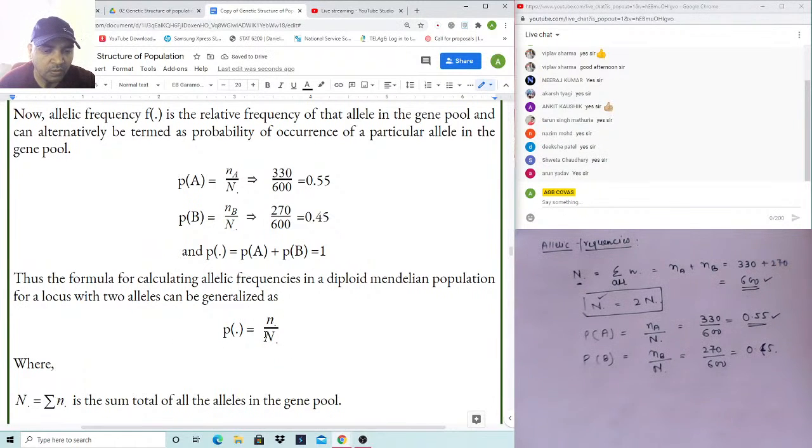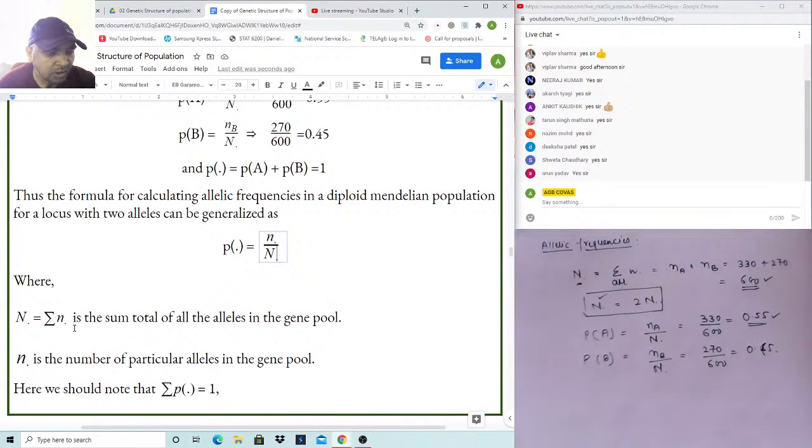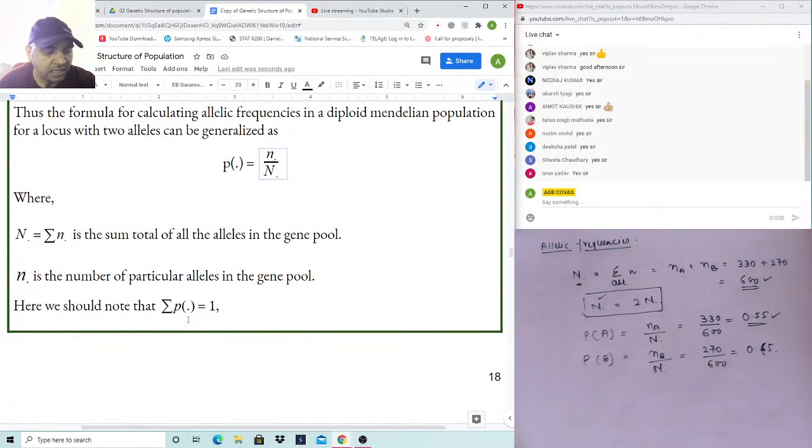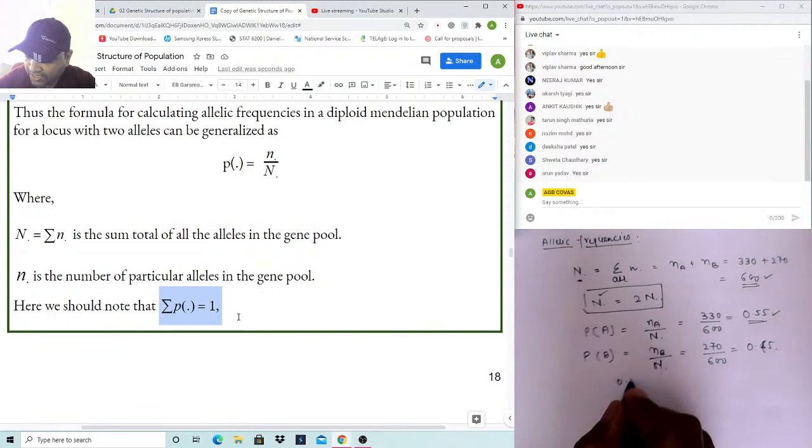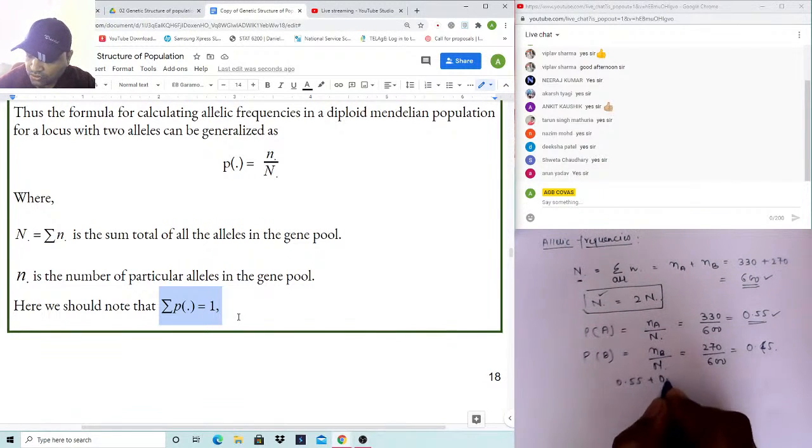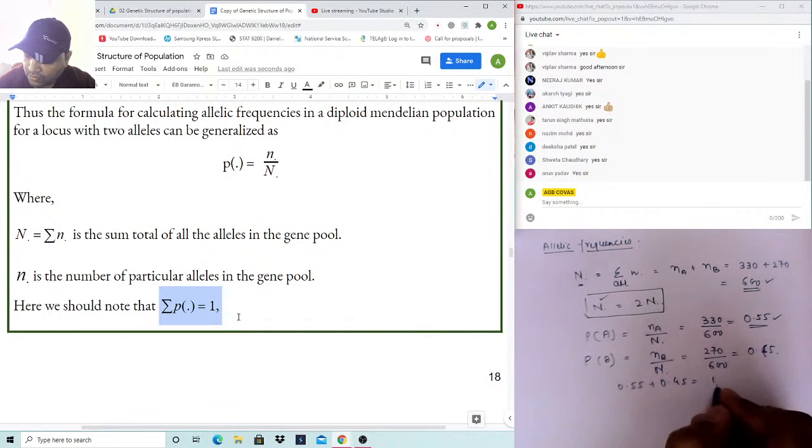So it will be equal to n dot divided by capital N, where capital N is the total number of alleles, and small n dot is for a particular allele. So capital N is the sum total of all the alleles in the gene pool, and small n dot is the number of particular alleles in the gene pool. Here we again should note that the sum of all the allelic frequencies sums to 1. Here it is 0.55 plus 0.45, which is equal to 1.